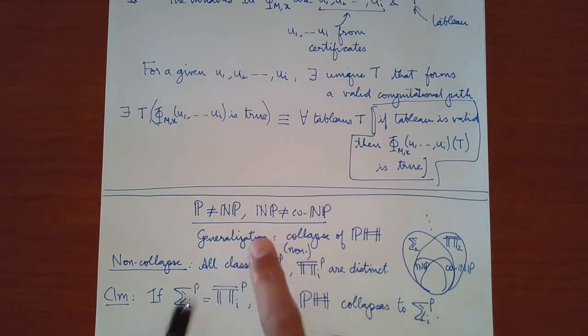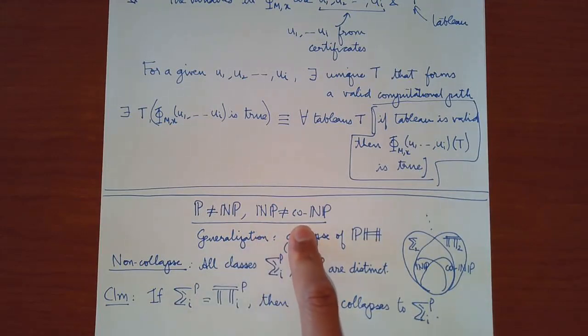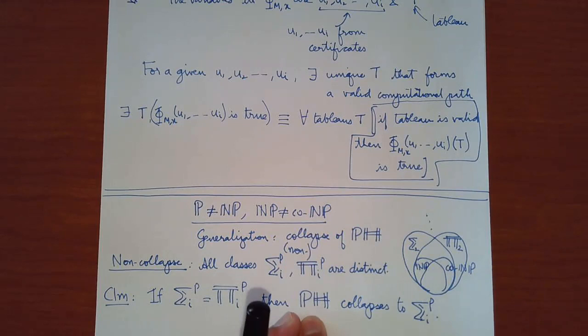So this is a general statement. It says if NP was equal to co-NP, then actually the polynomial hierarchy is just going to be NP.